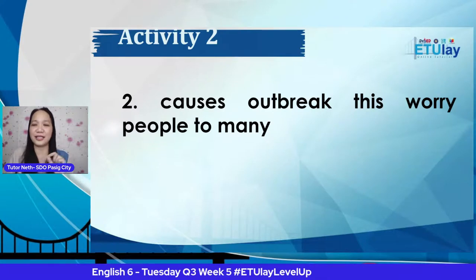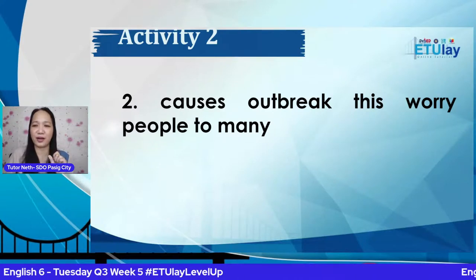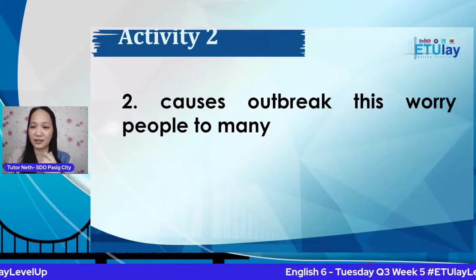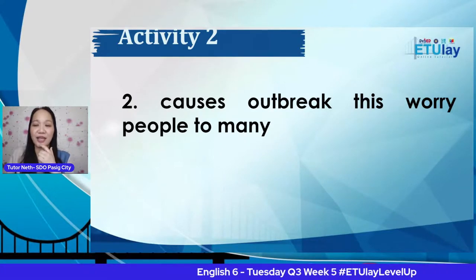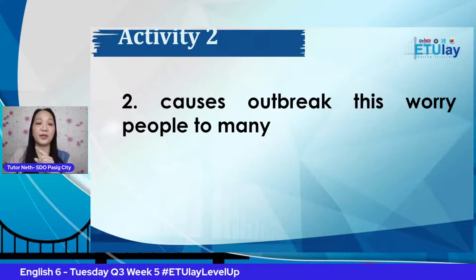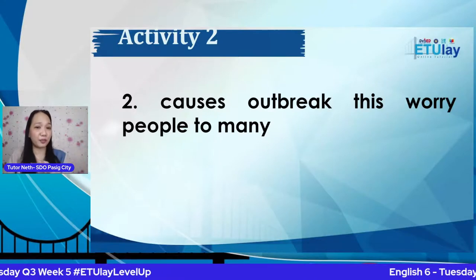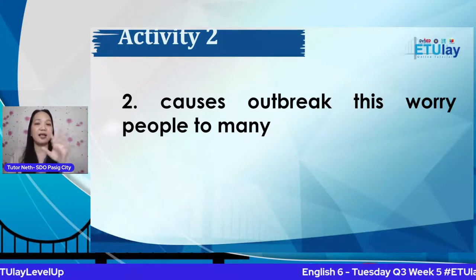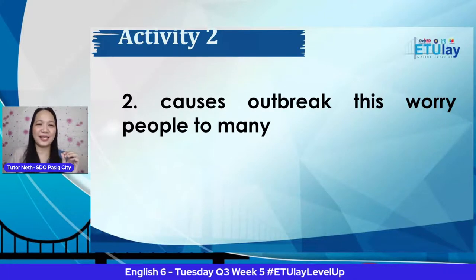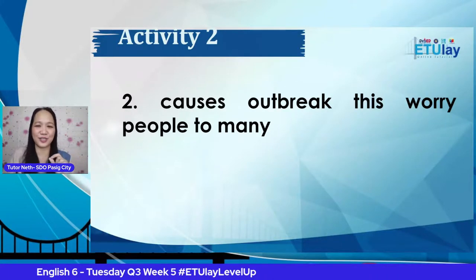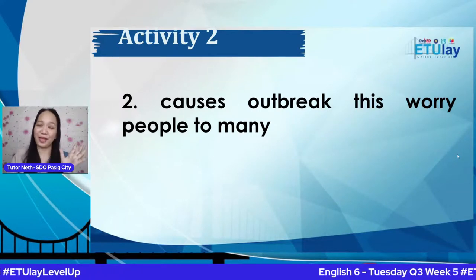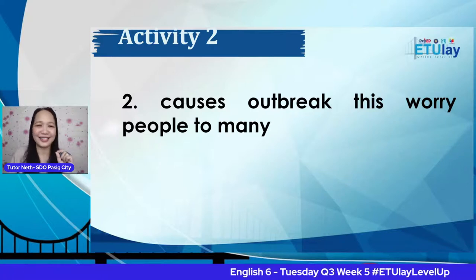Next, number 2. Causes outbreak this worry people too many. You're going to arrange again these jumbled words. Sige, tingnan natin from our comment section. Si Daisy Escobar, may answer na siya. Si Siantal Elijah. Ah, okay, for number 1 pa rin ang answer. Sige, let us see for number 2. What is the correct sentence behind that? Let us see because we don't have any more time.